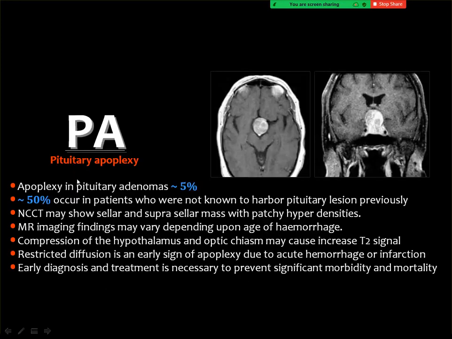Apoplexy or hemorrhage in the pituitary adenoma is seen in about 5% of the cases, and 50% occur in patients who were not known to harbor a pituitary lesion, meaning that the patient had a pituitary adenoma and doesn't know, and after the development of hemorrhage, the adenoma has much enlarged and started to present by symptoms.